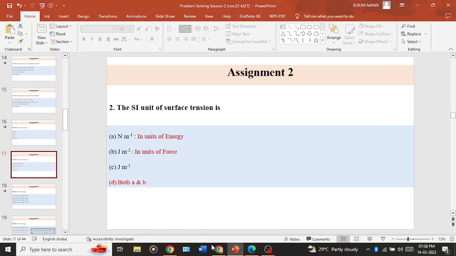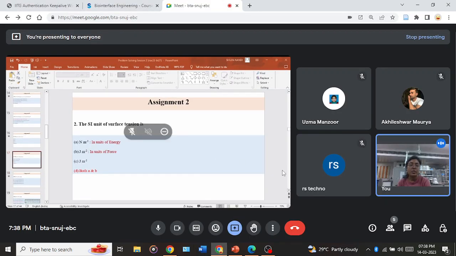I hope there is no confusion, or if you guys have any doubt, you may raise your hand for any query. Okay, so now I think you guys are clear enough about the SI unit of surface tension, which can be either Joule per meter square or Newton per meter. So we will move on to the third question.